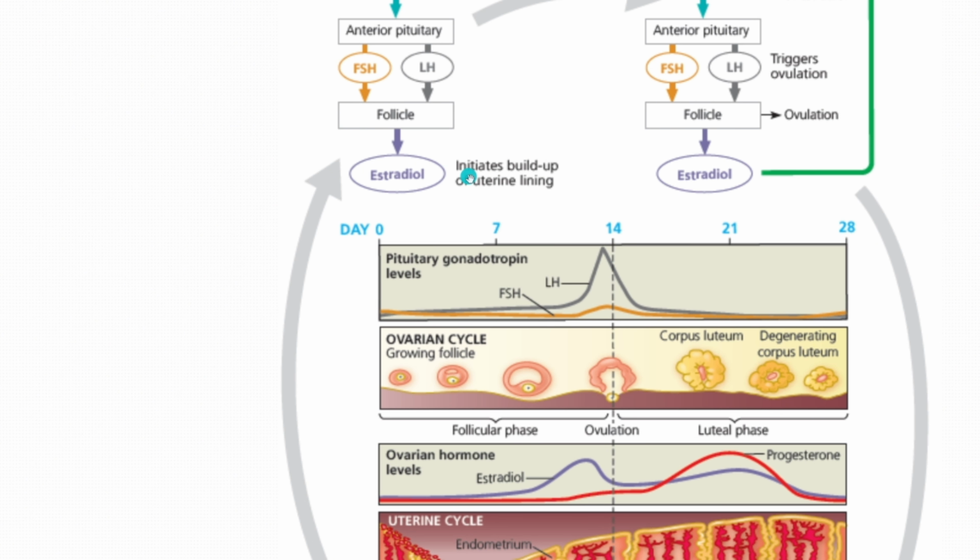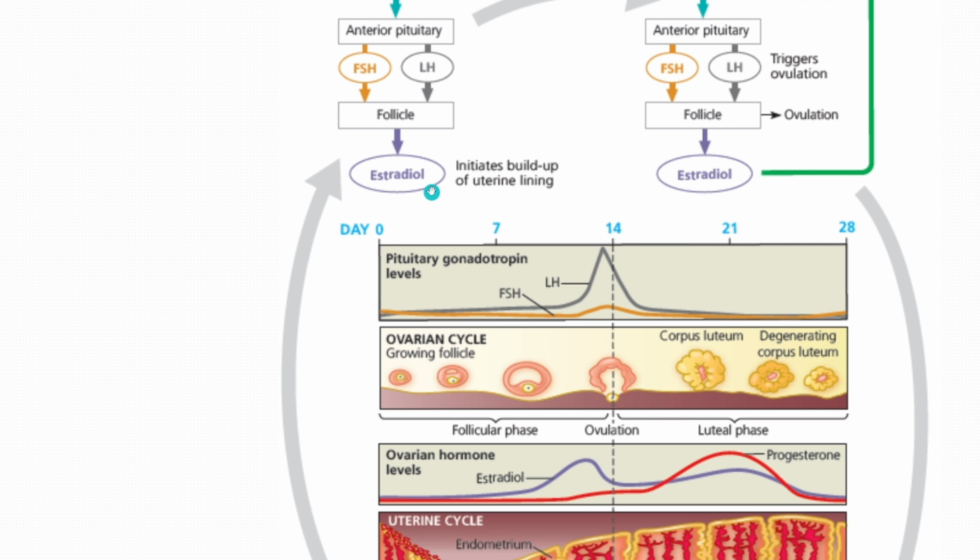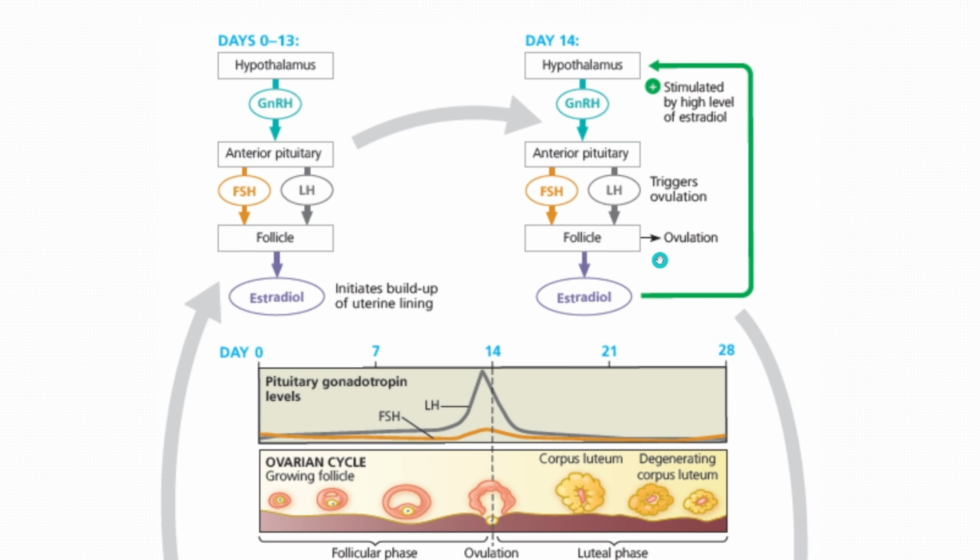So when the estrogen is secreted by the follicle drastically, your level of the FSH and LH starts to increase. The high level of the estrogen also can stimulate the GnRH, causing more GnRH to be released. So this is a positive feedback mechanism. So this is what happens during the first 13 days.